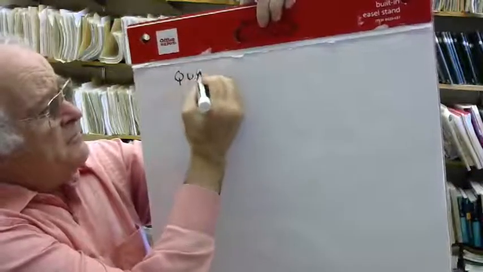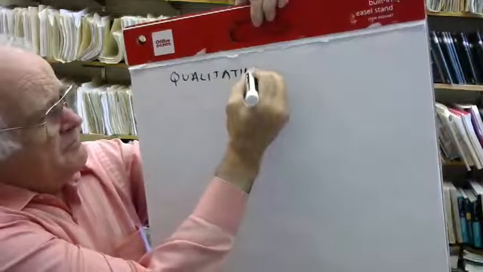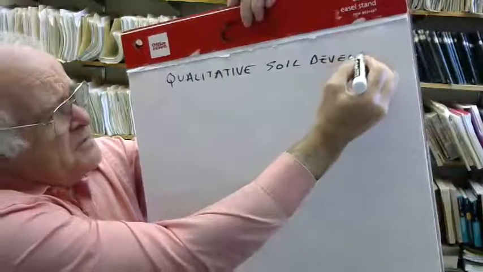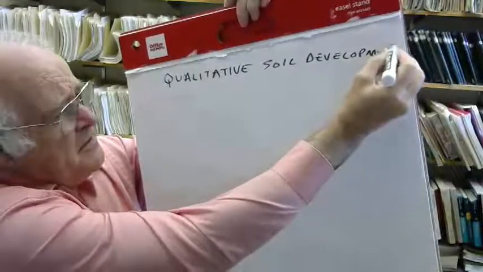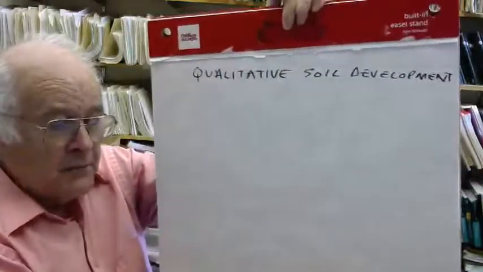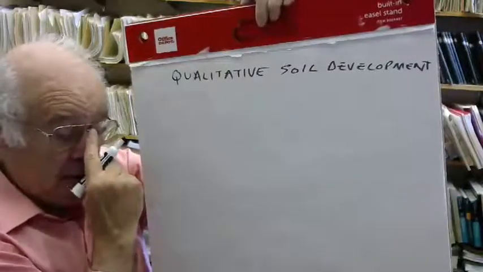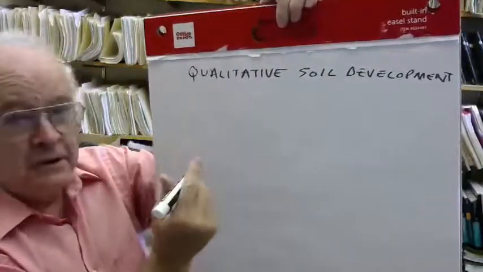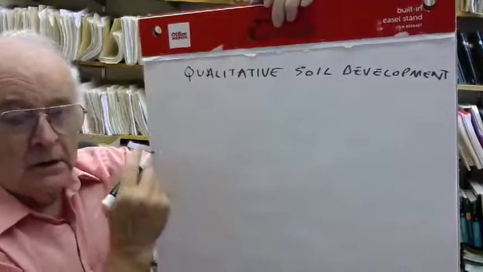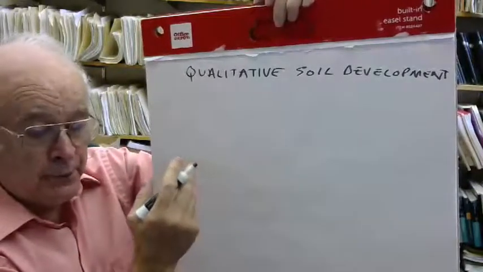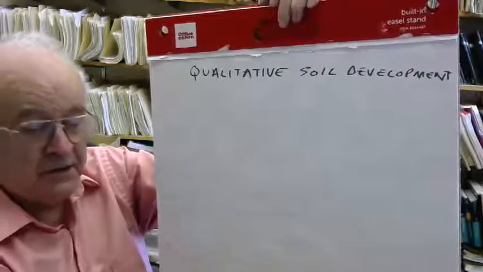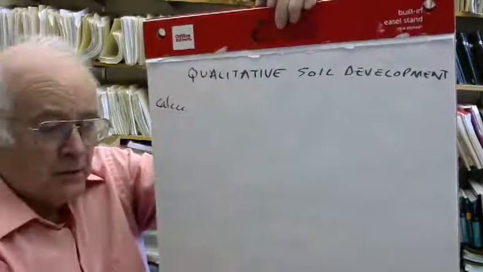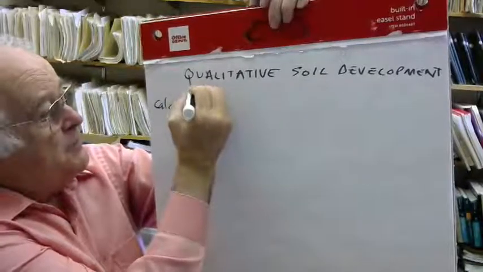So, qualitative. Qualitative soil development is actually a feature of all soil taxonomies, really. And it proceeds on three tracks. Qualitative soil development is an idea of the relative stages in soil development, like youth, middle age, and then senility in human scales. In the calcic track, which is one of the best studied, we start out with very weak development.